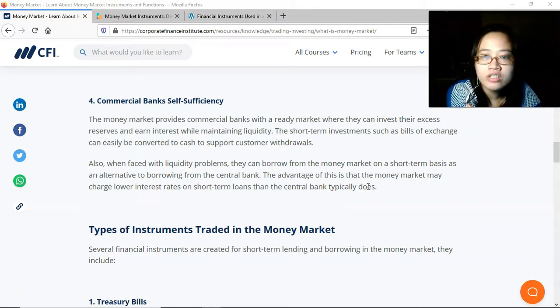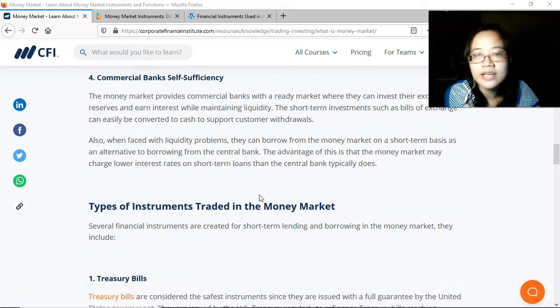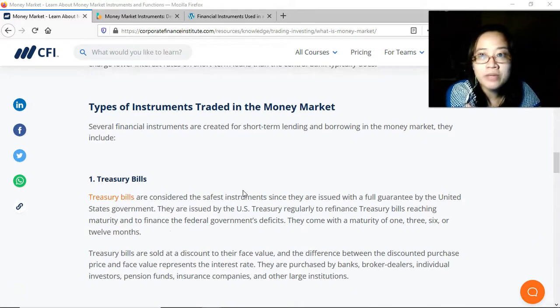Okay, the advantage of this is that the money market may charge lower interest rates on short-term loans than the central bank typically does. Okay? Tapos, ito na, yung pinaka main content talaga dito, types of instruments traded in the money market. So, ano-ano nga ba sila?